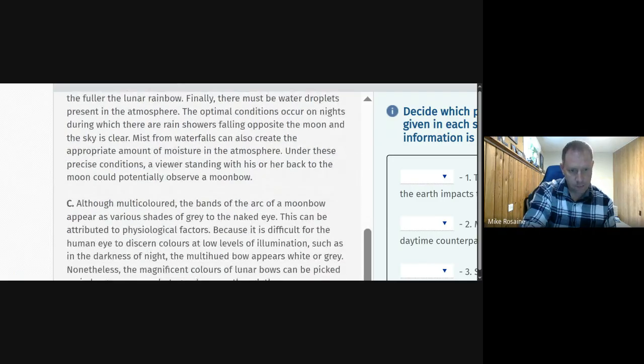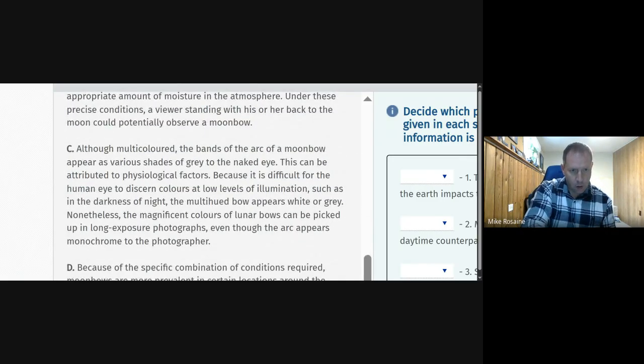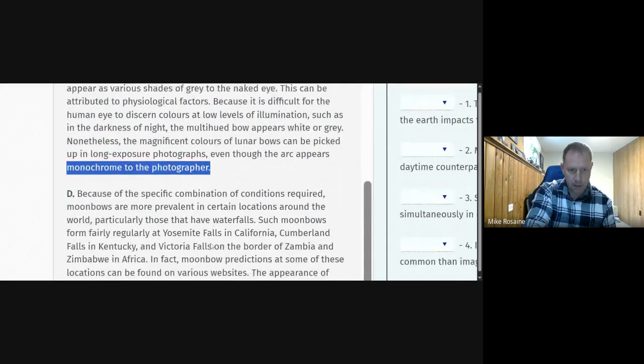Let's check C. Although multicolored, the bands of the arc of moonbow appear as various shades of gray. Okay, I'm already getting the idea. I can stop. Color, gray. Let's go down. Color again. Photographs, and then monochrome. That's also color. So C is about color.